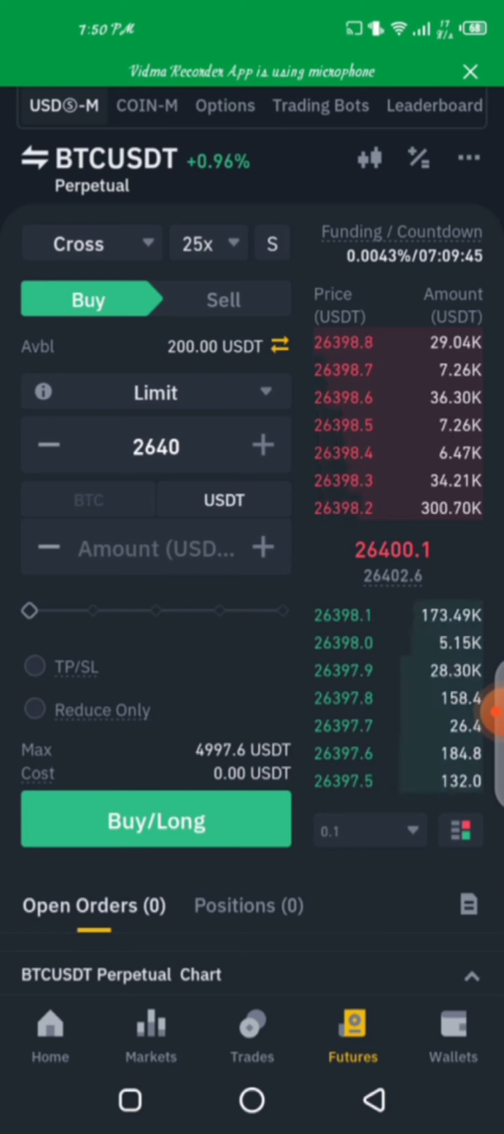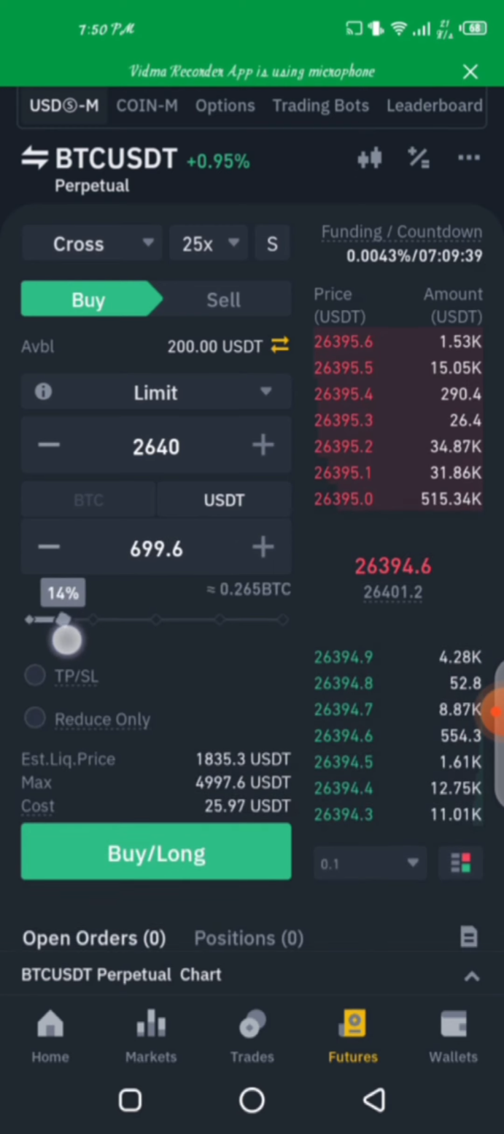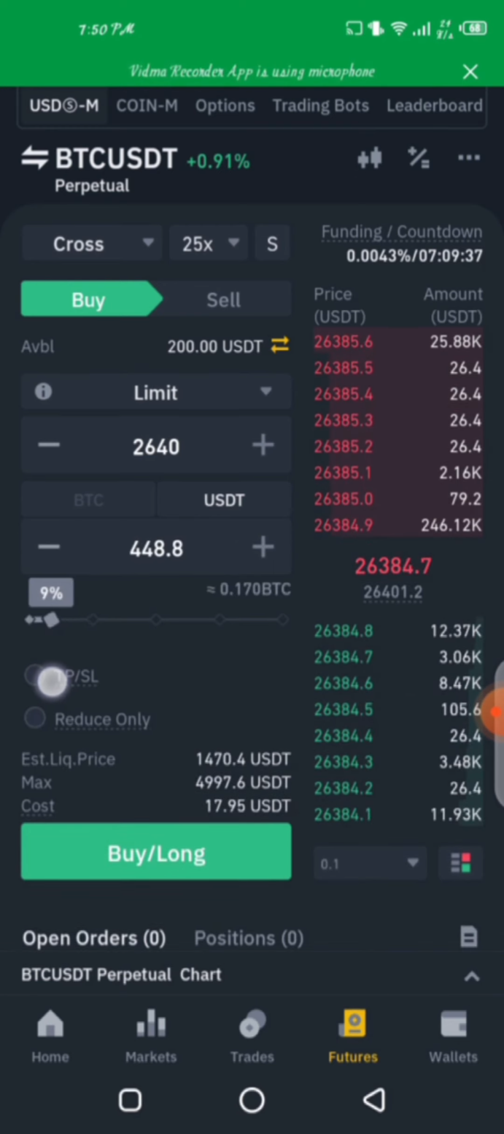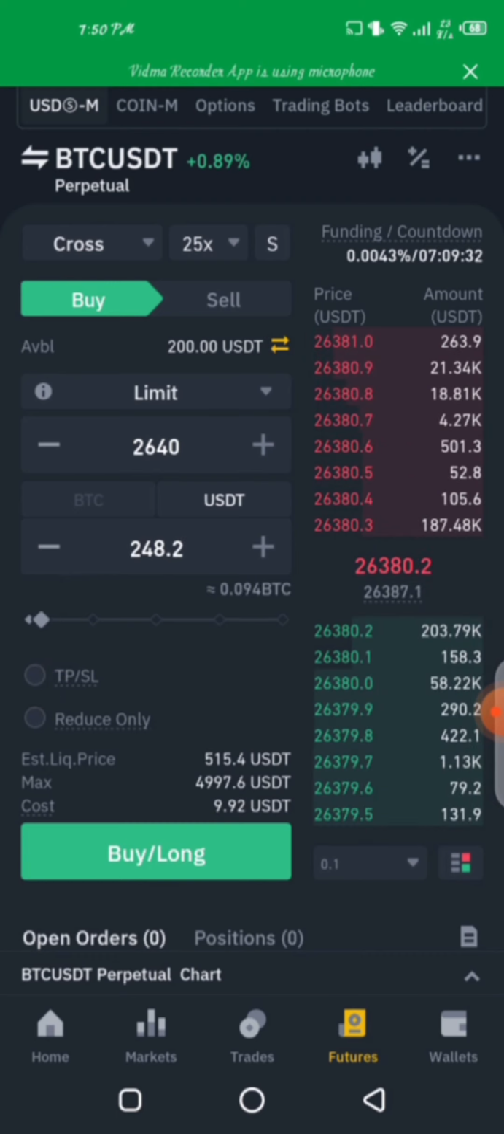So I'm going to be using 5% of this 200 USDT to take this trade. I would always tell you if it is 5 or 10% margin you should use, but mostly I ask you to use 10% margin and 10x, just to be on the safe side. So now I have taken 25x with 5% of my total money here.